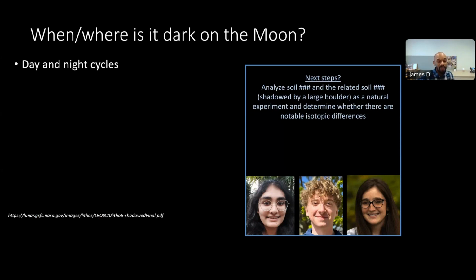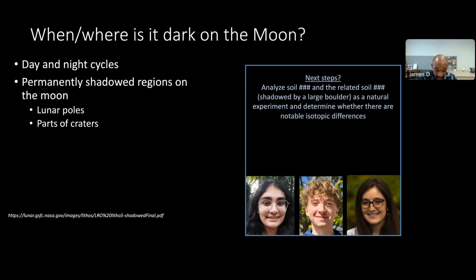But when we think about environments where it's dark on the moon, where you could potentially have soils being processed and not producing mass-independent fractionation, you could consider that the moon has day and night cycles. So perhaps one soil was processed during a lunar day and the other was processed during a lunar night. We can also consider that there are permanently shadowed regions on the moon. And so maybe one soil was processed in a permanently shadowed region, perhaps in, say, part of a crater as a micro cold trap.